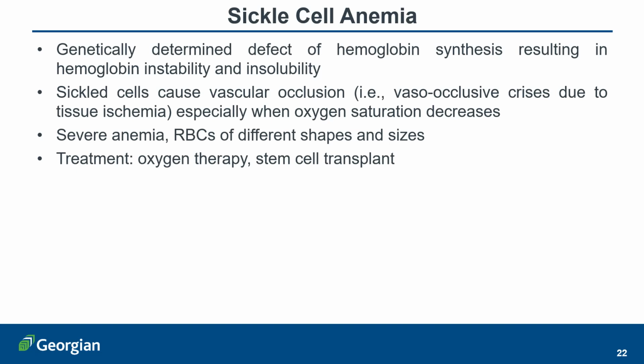Consequently, the treatment for sickle cell anemia, and actually prophylactic treatment, is oxygen therapy. You do not want the oxygen concentration to drop much below normal, otherwise the cells will start to sickle, leading to the vaso-occlusive crisis, which are very, very painful because of the tissue ischemia. So sickle cell anemia is a severe form of anemia that results in red blood cells of different shapes and sizes. The hallmark clinical manifestation is the vaso-occlusive crisis.